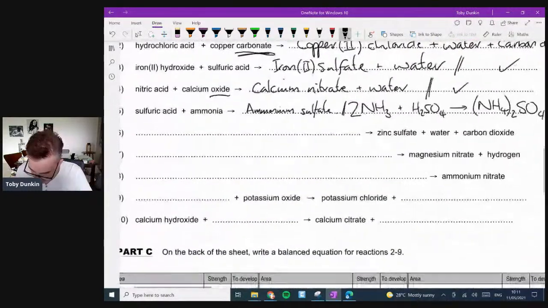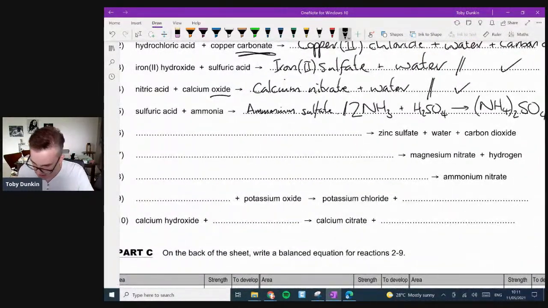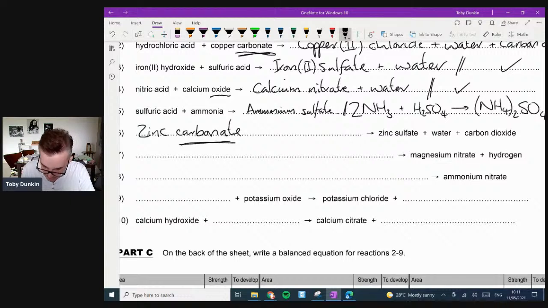Next, oh, they've flipped it over. Zinc sulfate, carbon dioxide and water. Right, this is a carbonate. So this is zinc carbonate. And I know it's a carbonate because of the carbon dioxide, Lauren. That's why it's a carbonate. It's how it tells me. It's a clever thing to do that.